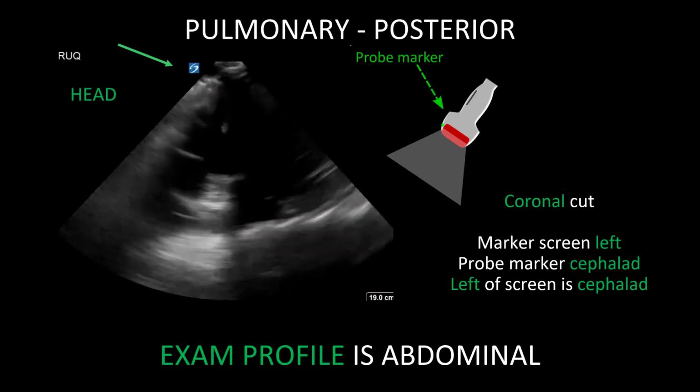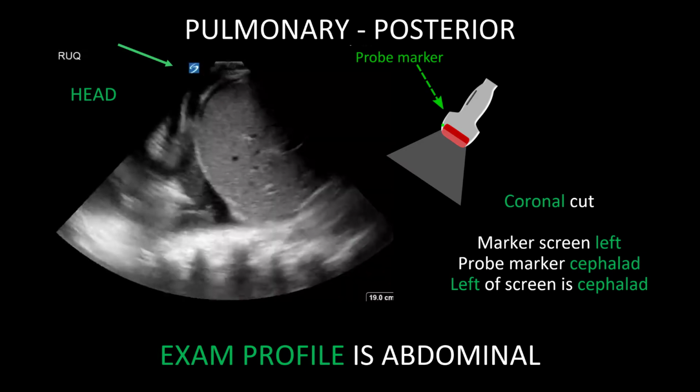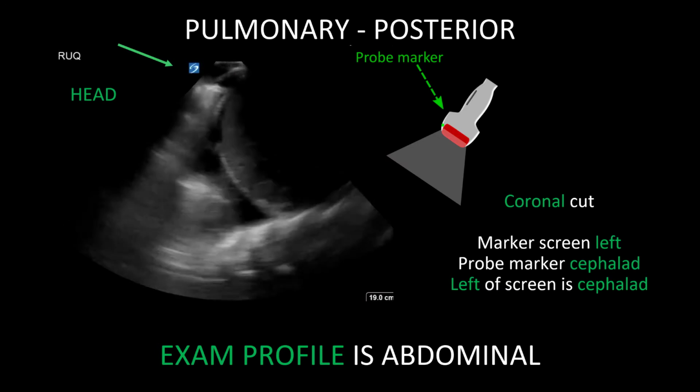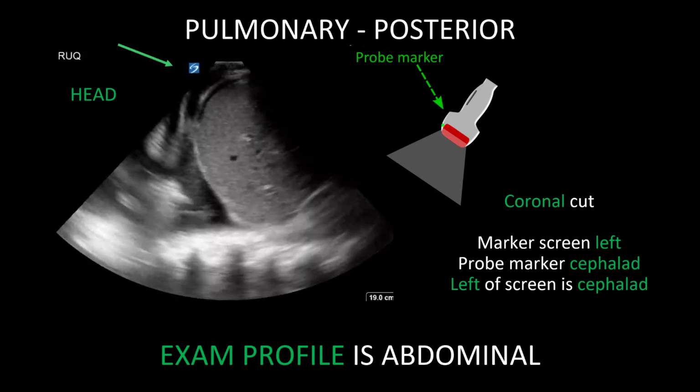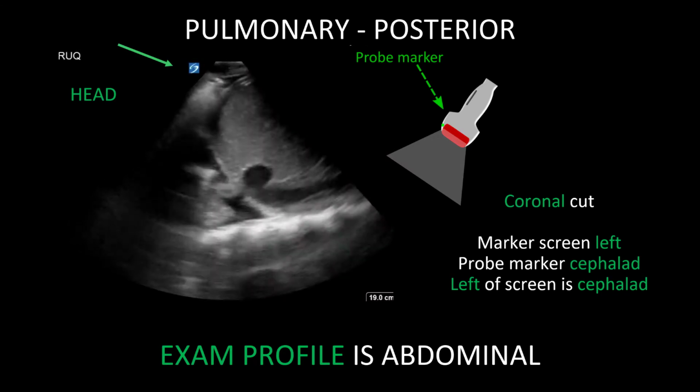The posterior pulmonary orientation is generally going to be a coronal cut. The probe marker should be directed towards the head of the patient. The screen marker will be by convention on the left, as the machine should be in the abdominal profile.